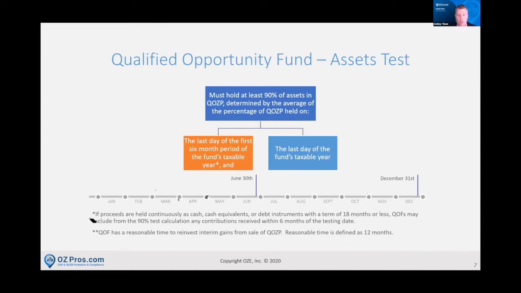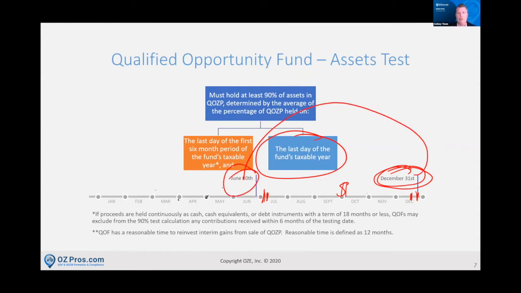Now, similarly, if you form between July 1st and December 31st, because you don't get the 6-month period there, your first testing date is going to be the last day of the fund's taxable year. So whether you form on July 1 or December 30th, your first testing date will be December 31st. But once again, if it's held in cash or cash equivalent, you get to postpone that date until the following June 30th.